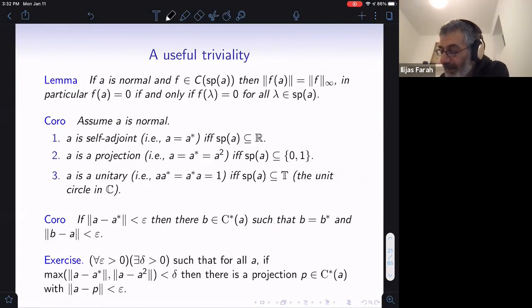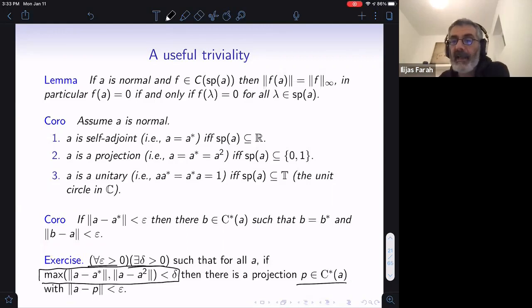And I'll leave this to you as an exercise. For every epsilon, there is a delta small enough so that for every A, if A is approximately a projection, you see, what this equation says is that A almost satisfies the requirements for being a projection, then you can actually find a projection in the algebra generated by A which is within epsilon of A. Delta has been computed. I'm just lazy and it makes no difference for us what it is. For us, all that matters is that there is a delta small enough. Basically, it is an application of continuous functional calculus. Let me know if there are any questions.